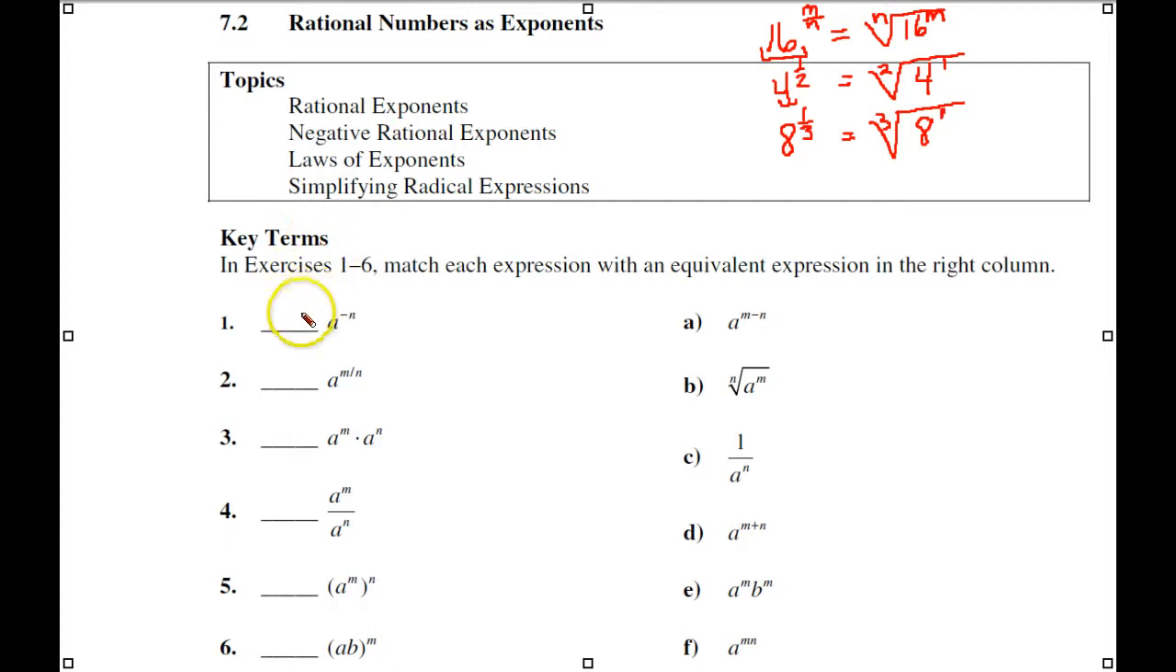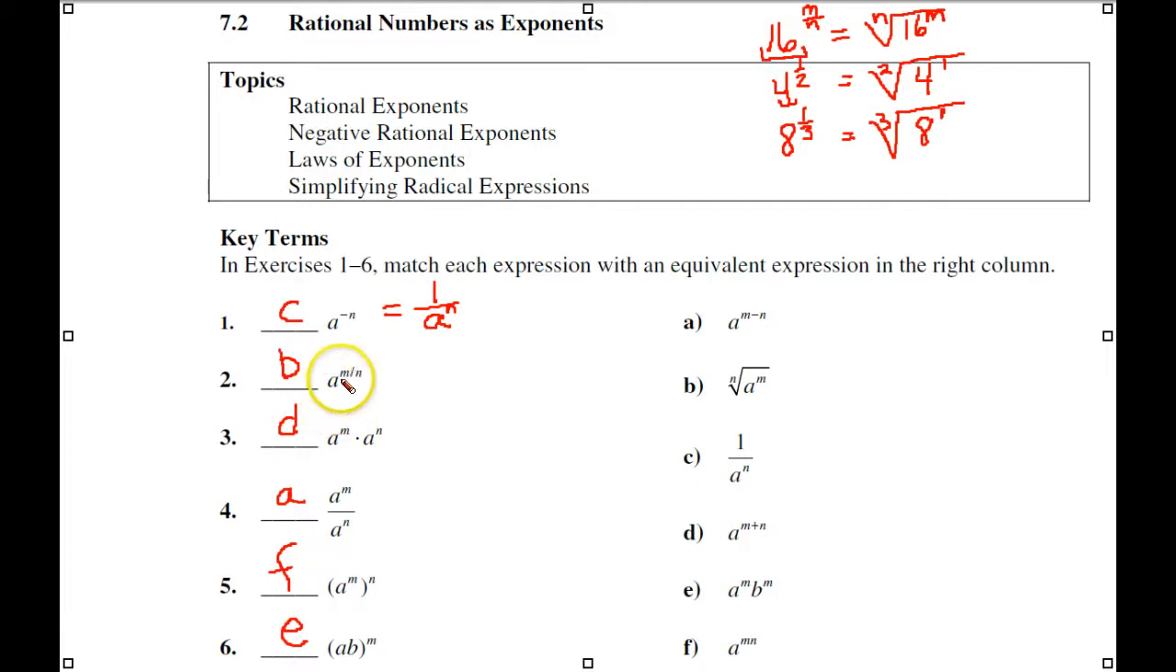Okay, so let's work these out here and fill them in. Some of this is a review from earlier chapters, but let's take a look at this one. So this, in its regular form, is going to become 1 over a to the n. That is, when the exponent crosses the division bar, the sign of the exponent changes.